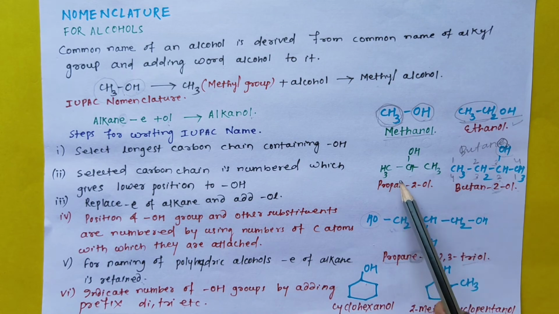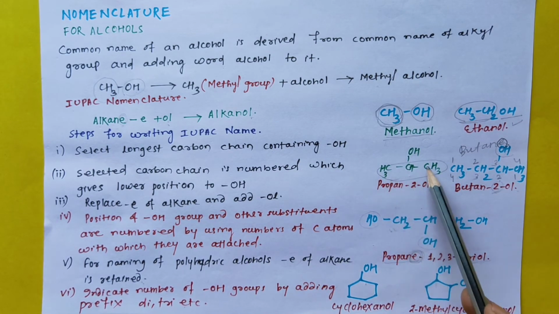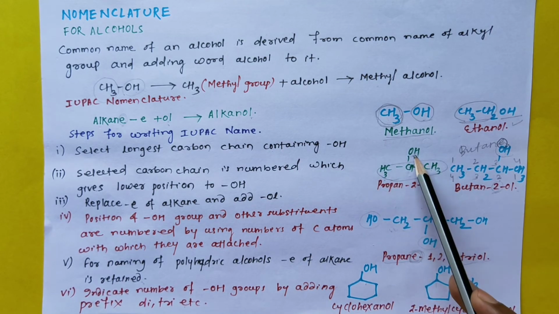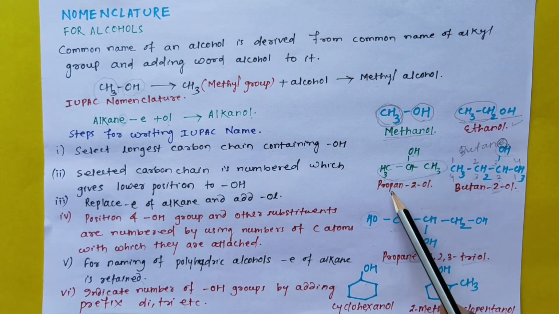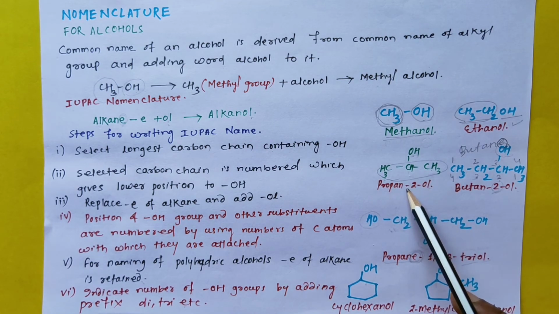Next is, what is the common name of this compound? This is isopropyl group. So this is isopropyl alcohol. And IUPAC name is 1, 2, 3. To the second carbon OH is attached. So this will be propan-2-ol, because this E is omitted. Why? That is the rule.